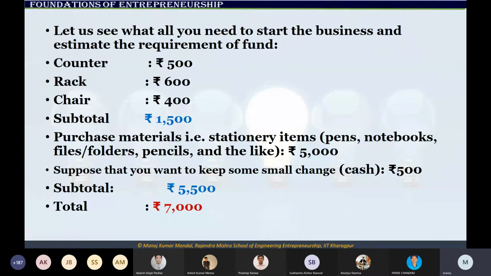Whereas 1500 rupees is the fixed cost, or cost towards fixed assets. So this is fixed assets and this is current asset. Total subtotal is 5,500, that is for current asset. Total 5,500 plus 1,500 is 7,000. So this is the money you need to start the business. So if anybody is talking to you and asking as to how much money I will be requiring to start this business, you need to understand what is the total investment in creating the infrastructure.